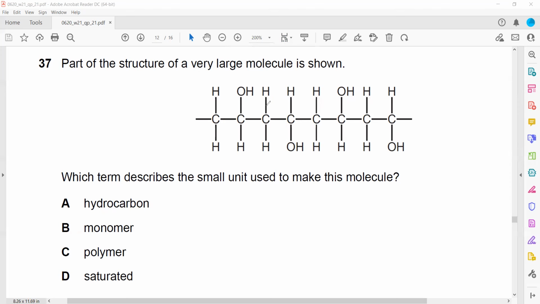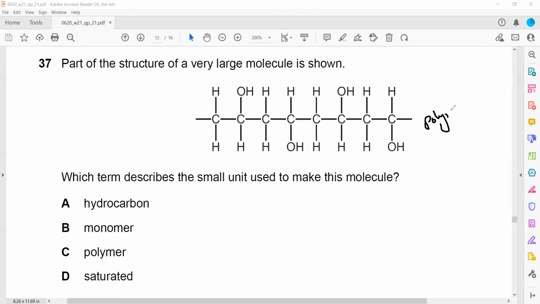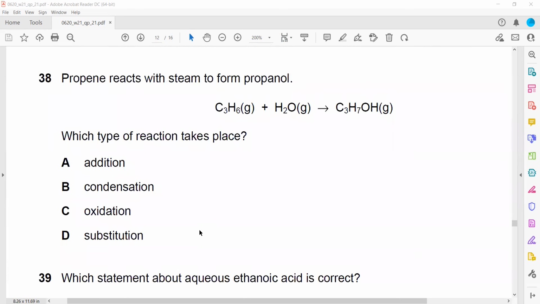From which compound is it formed? How can we work that out? We can simply take the first two carbon atoms and draw a bond between them, so it will be a monomer. For this molecule, what do we call the small unit that makes it up? We call it a monomer. But if they join together, we call this a polymer. And this is an addition polymer, which is formed by the breaking of a double bond and the small molecules linking with each other.